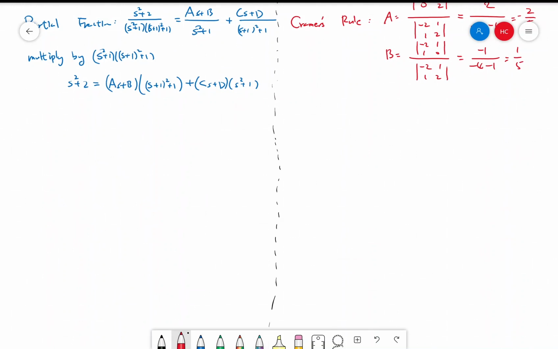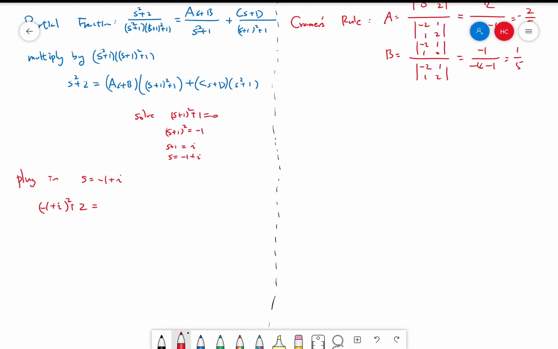Okay, so for C and D, we have to solve (s+1)^2 + 1 = 0, and we get (s+1)^2 is -1, so s+1 is i, so s is -1 + i. So we can plug in s = -1 + i.